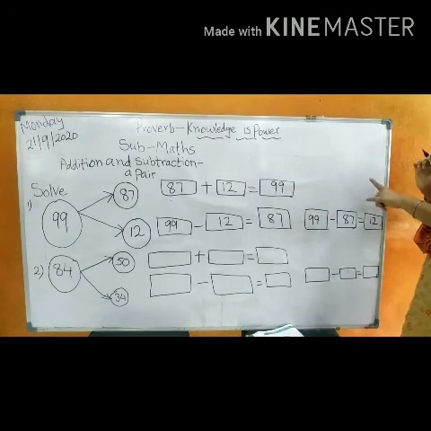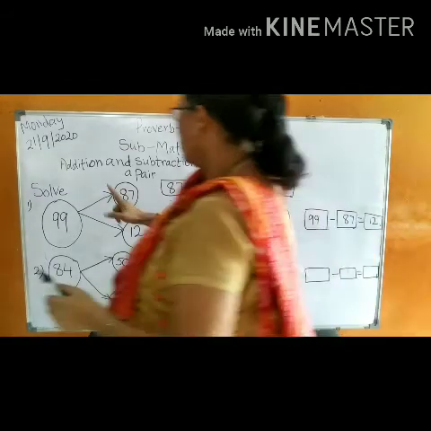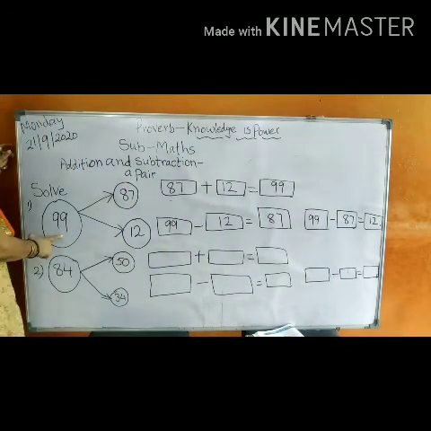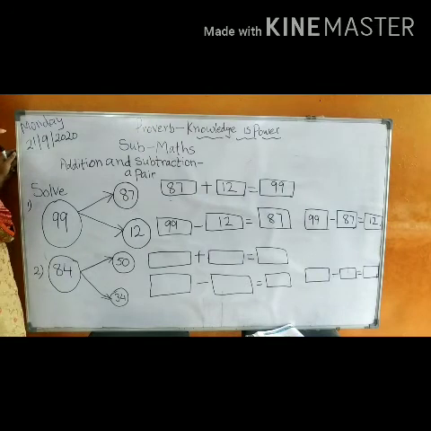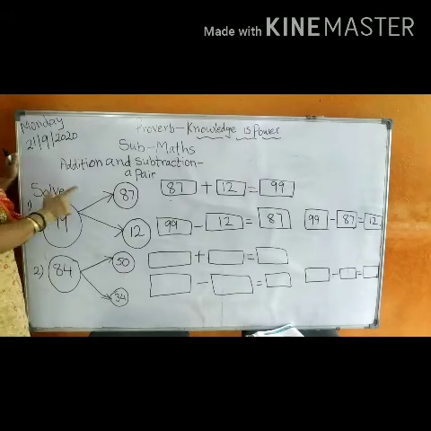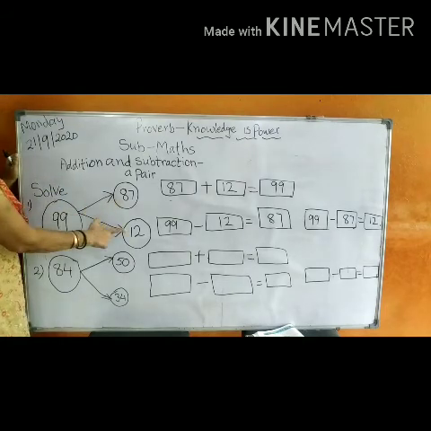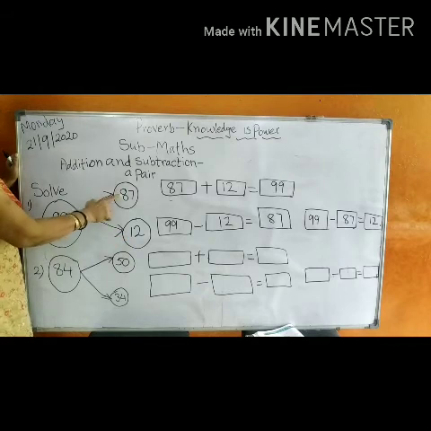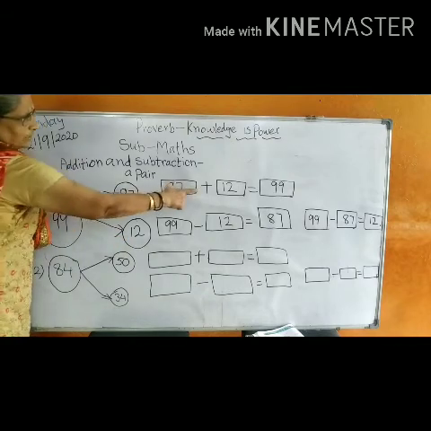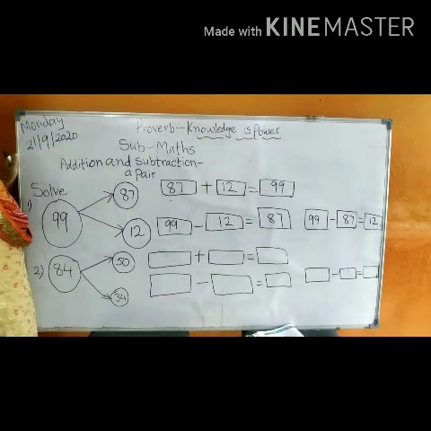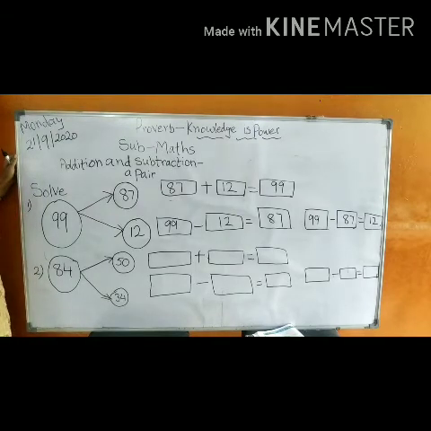I'll explain this sum once again. See, your number is what? 99. This number 99 you have to divide into two parts. Make two parts of that number. Okay. What I have done over here, I have made 87 and 12. So children, 87 plus 12, what answer are we getting? 99. Isn't it?